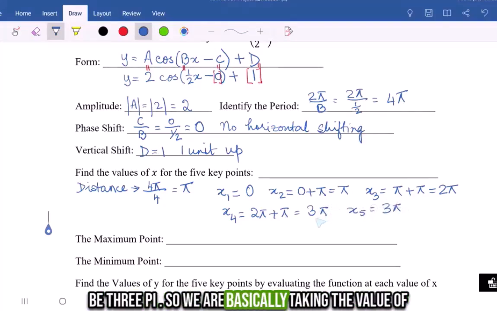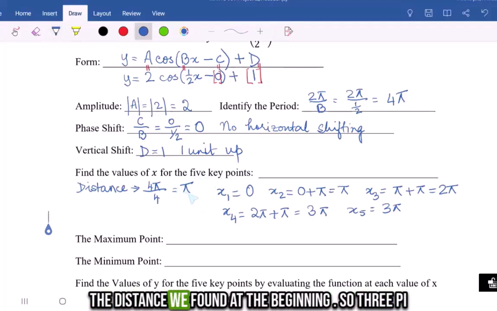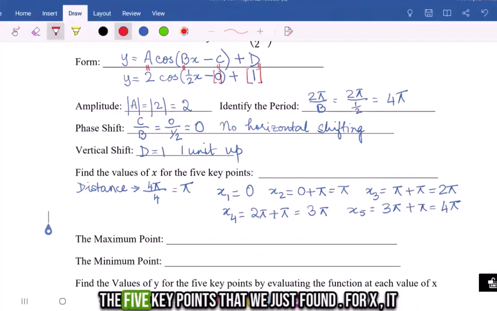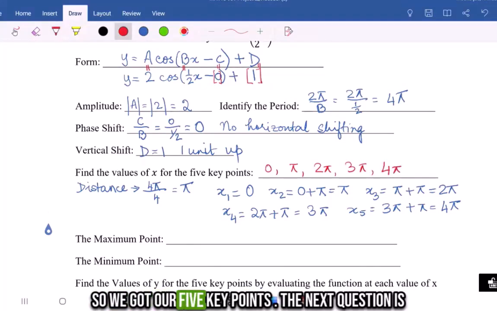So we are basically taking the value of the previous key point for x and adding the value of the distance we found at the beginning. So 3 pi plus pi equals 4 pi. So let me list the values of the 5 key points that we just found. For x, it would be 0, and then pi, 2 pi, 3 pi, and 4 pi. So we got our 5 key points.